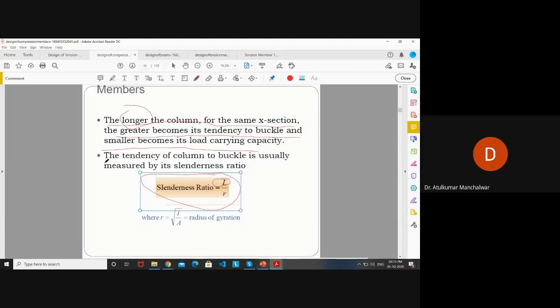So r is what? The radius of gyration, which is calculated by root of I by A, where I is the moment of inertia and A is the cross-sectional area. The tendency of a column to buckle is usually measured by the slenderness ratio. The IS code provides a range for the slenderness ratio, and according to that range, we have to provide a column.